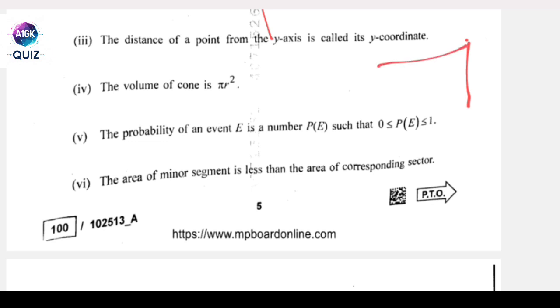When we take a point and find its distances from the x-axis and y-axis, the distance from the y-axis gives the x-coordinate, and the distance from the x-axis gives the y-coordinate. Then after that, the volume of a cone is pi r square. It is false because the volume of the cone is 1 by 3 pi r square h.